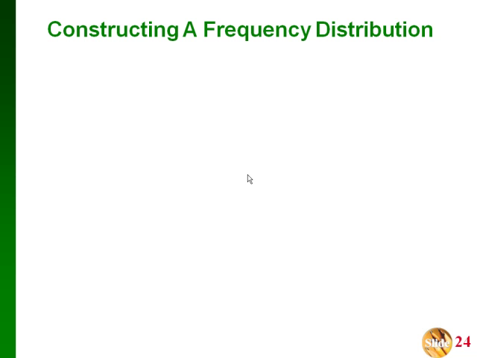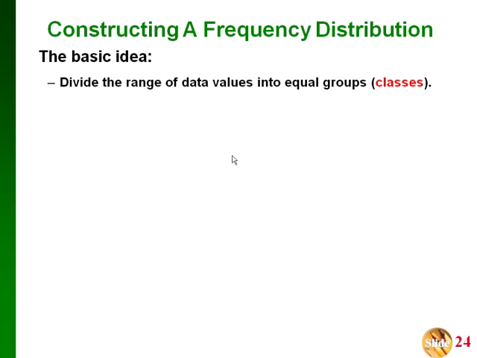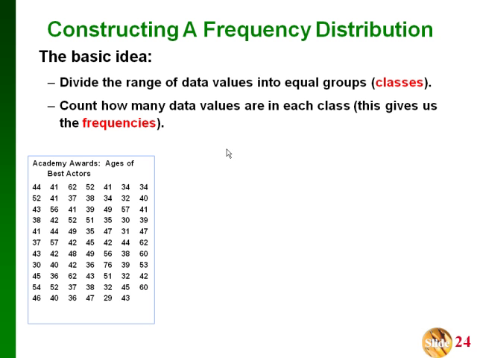Okay, how to go about constructing a frequency distribution. The basic idea is that we want to look at our data values and we want to divide the whole range of data values into equal groups or classes. And then we want to count how many data values are in each class. This is what gives us the frequencies. So we're going to look at another set of data. This happens to be ages of best actors who won the Academy Award.